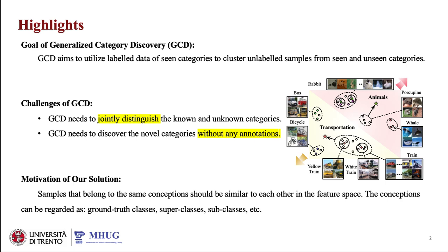To simultaneously address these challenges, we propose dynamic conception contrastive learning. The idea is that samples that belong to the same conceptions should be similar to each other in the feature space. The conceptions could be regarded as ground truth classes, superclasses, subclasses, and so on.